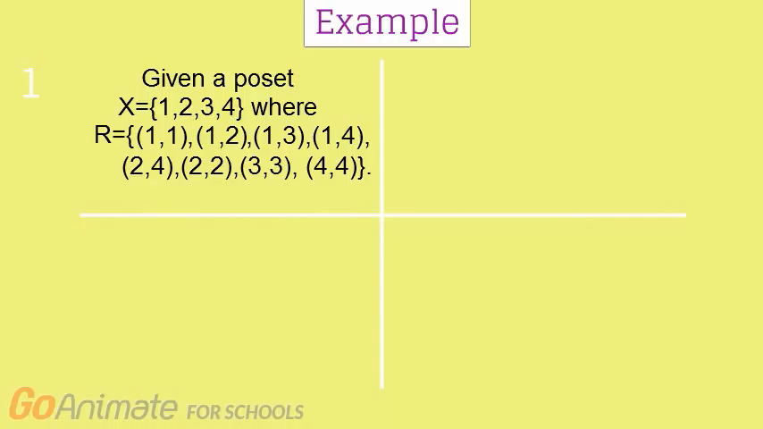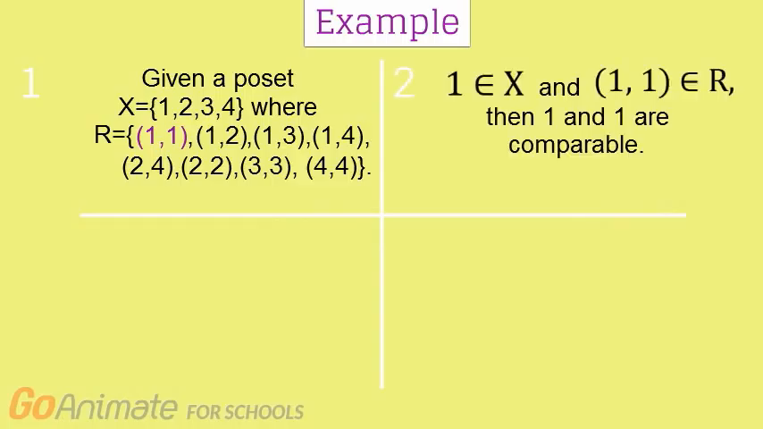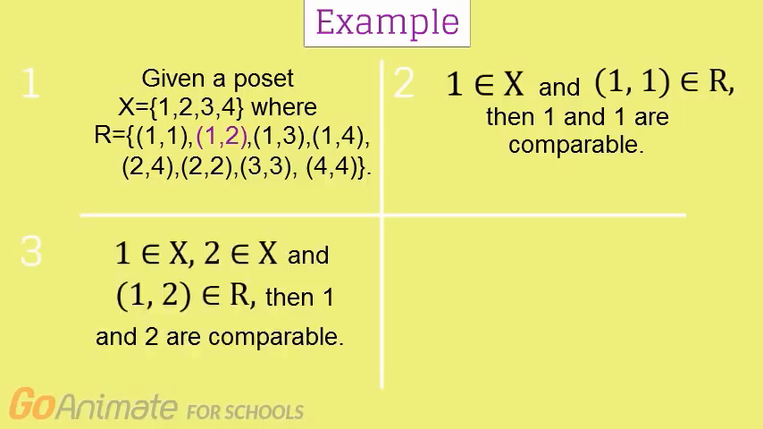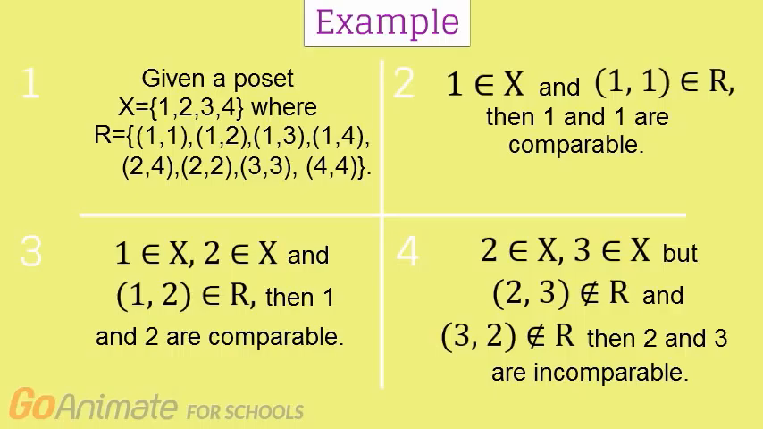Let's look at an example. Observe that 1 belongs to X, and the pair (1,1) belongs to R, hence 1 and 1 are comparable. 1 and 2 belong to X, and the pair (1,2) belongs to R. Hence, 1 and 2 are comparable. Next, we have 2 and 3 belonging to X. However, the pairs (2,3) and (3,2) both do not belong to R. Hence, 2 and 3 are incomparable.